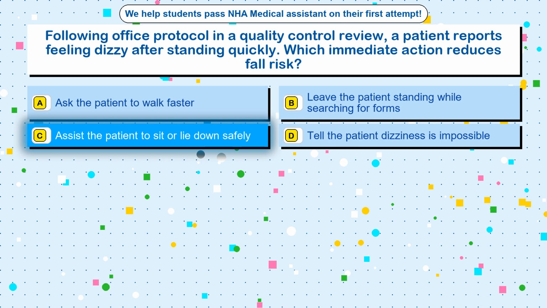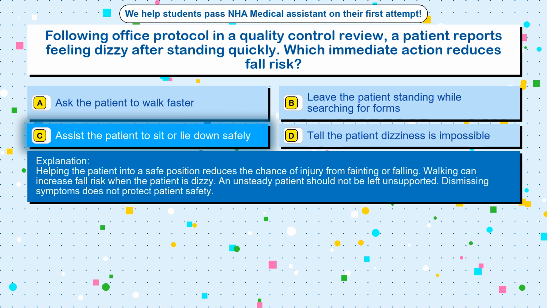The correct answer is option C. Assist the patient to sit or lie down safely. Helping the patient into a safe position reduces the chance of injury from fainting or falling. Walking can increase fall risk when the patient is dizzy. An unsteady patient should not be left unsupported. Dismissing symptoms does not protect patient safety.